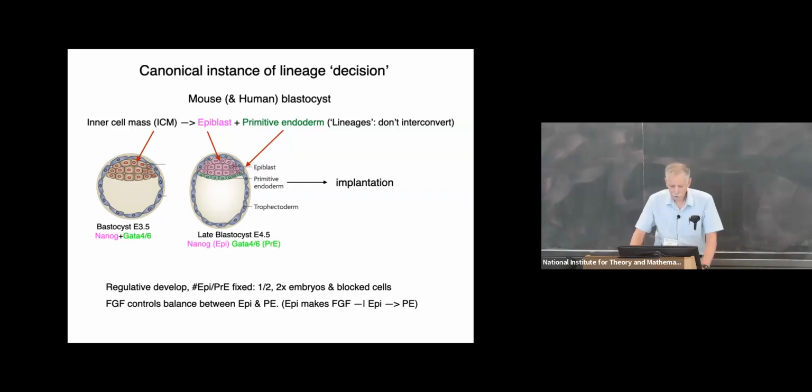It's a regulative system, which means that if you take one embryo or half an embryo, or two embryos, or mix together some blocked cells that cannot assume one fate, the remaining cells, as accurately as possible, assume the missing fate. So the system is very tightly locked into a fixed ratio. We know in great detail the morphogen that controls this signaling. The epiblast makes FGF. FGF inhibits the epiblast, and the FGF encourages PE.